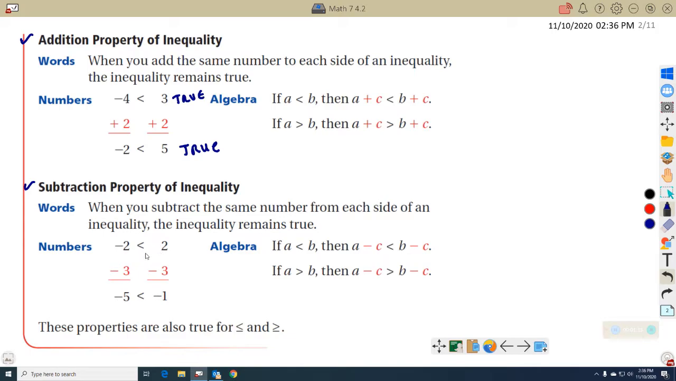Same thing for subtraction. I'm starting with a true inequality. -2 is less than +2. If I subtract 3 from both sides, I get -5 is less than -1. Still true. So this is, again, just like equations. The idea is that we do the same thing to both sides. Now, a little note, also true if we have the little equal bars in this. If it's less than or equal to, greater than or equal to, same thing.